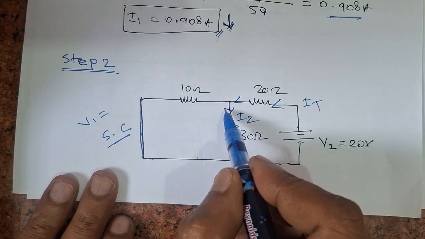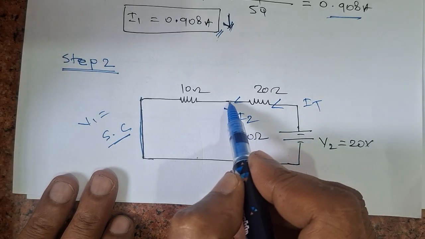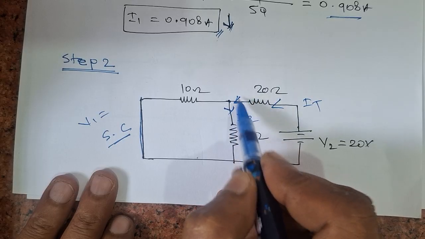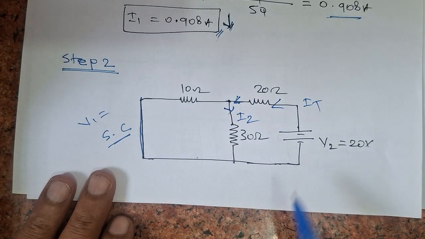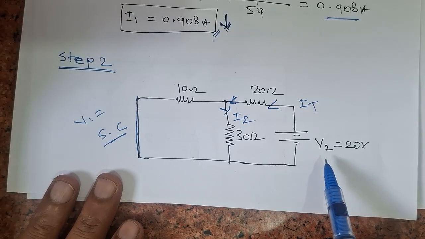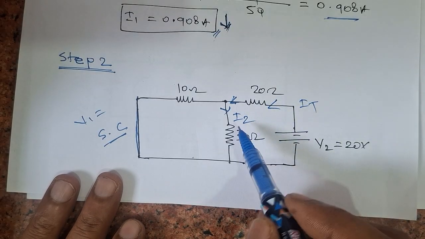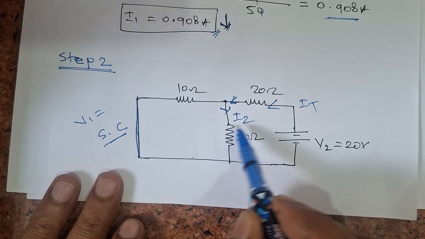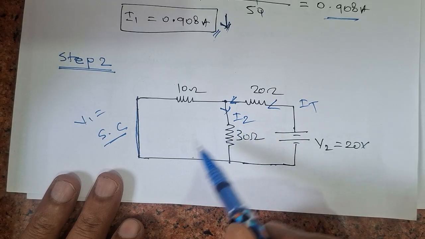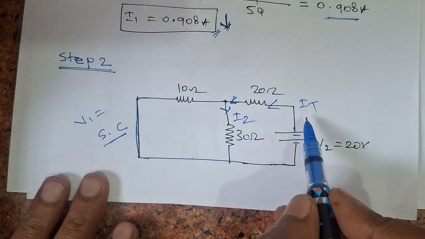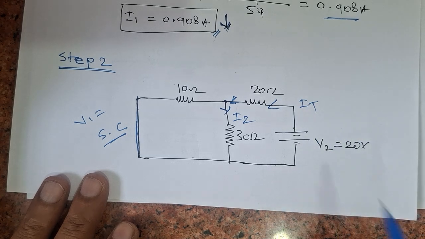From the total current, what is the current flowing through the 30 ohm resistance? I2. So here current is dividing. Till this point total current is coming, here dividing. So when V2 is acting alone, the current flowing through the 30 ohm resistance is I2, I'm assuming. So we have to find the I2. Before that, we have to find the total resistance and total current.